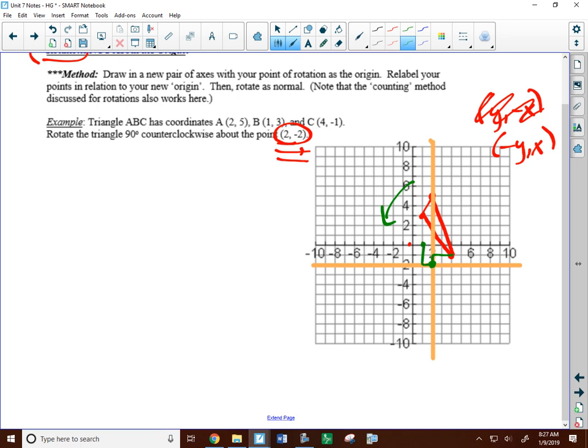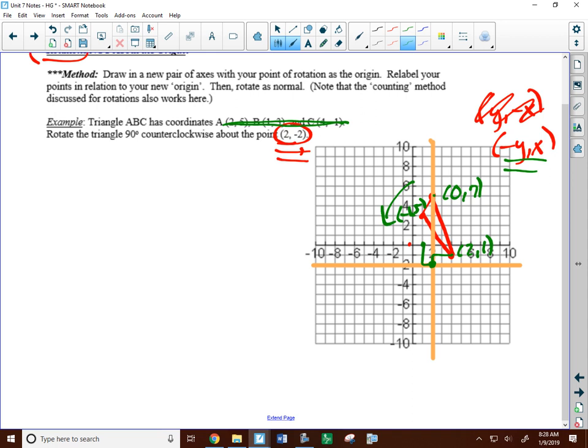Okay? Now, if you're doing this method where you like to do the rule, then you have to change. These points are no longer points I'm in relation to. This is my new origin. So you need to relabel the points. So here's what I mean. This one would now be 2, 1. Right, 2 right, up 1. This would now be 0, 7, and this would be negative 1, 5.